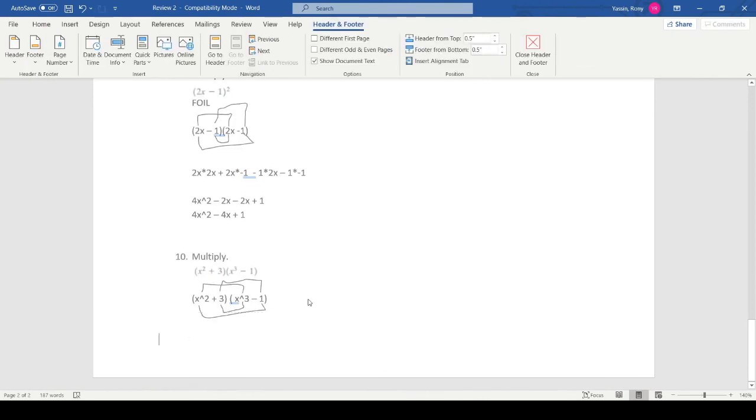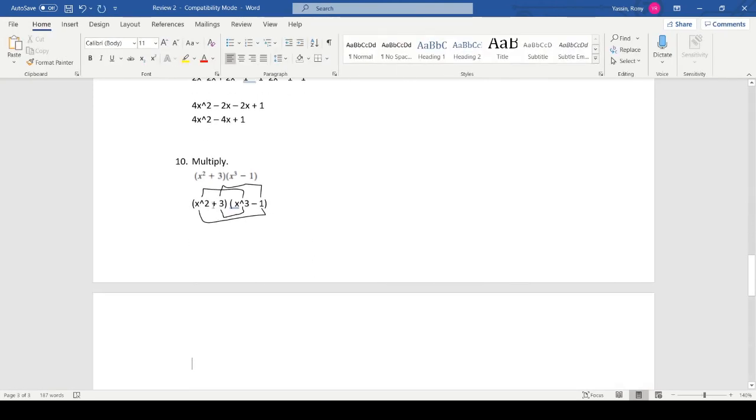So now we just have to show our work for this. So we said first is x squared times x to the third. So x squared times x to the third. Now outside was x squared times minus 1. So x squared times minus 1. Inside is 3 times x to the third. So we're going to do plus 3 times x to the third. And then last was 3 times minus 1. So plus 3 times minus 1.